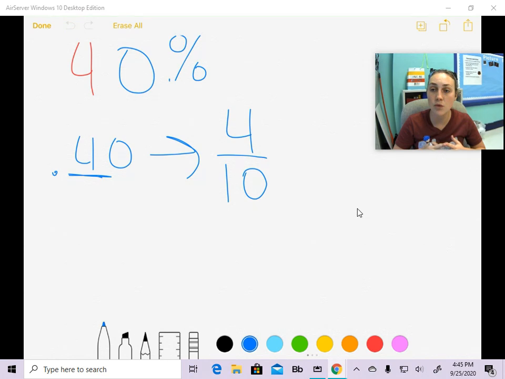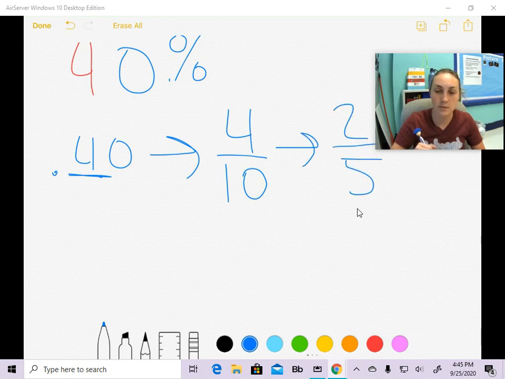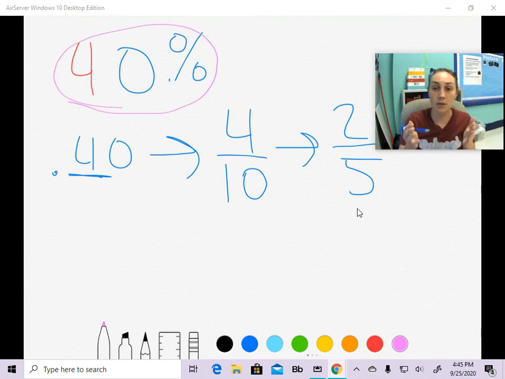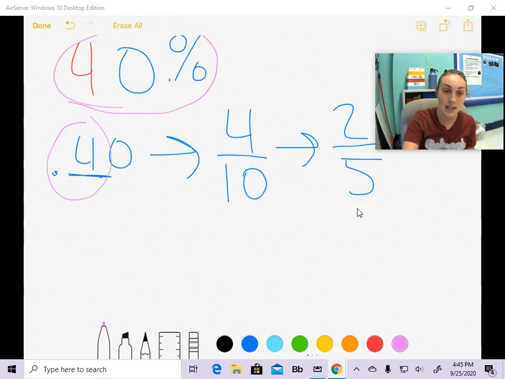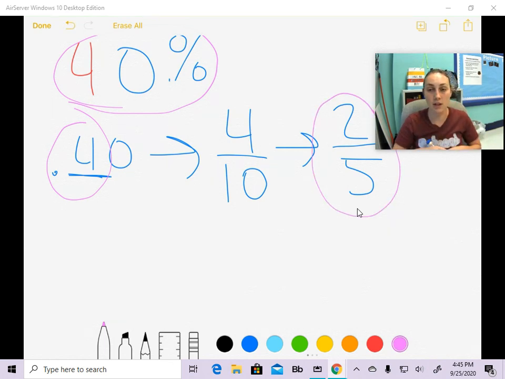Once you have it in this form, you can reduce 4/10 since both are even numbers. You can divide both by 2. So that's going to turn into 2/5. So now, guys, we have our percentage value, we have our decimal value, which is 4/10, and then we have our fraction value.